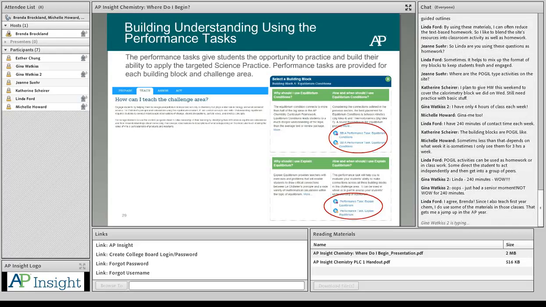And Linda's pointing out that since she's had a little bit more experience with these particular Insight performance tasks, she's actually using some of those in her younger classes so that she's given them a leg up for her AP classes, which is great. All right, has everybody had a chance to then look at that performance task?